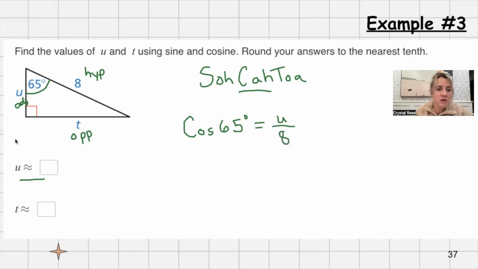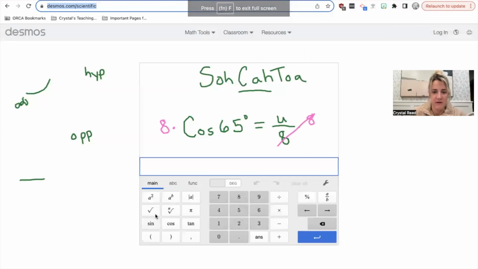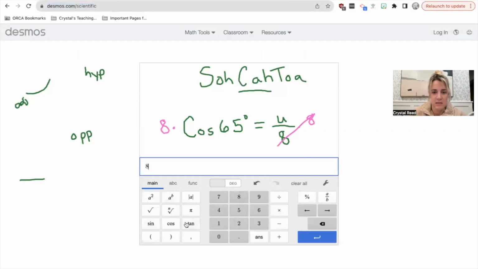I'm going to solve that. So we are going to multiply both sides by 8. This is when we pull up our Desmos and we just do 8 times the cosine of 65. That will get us what u is. So let's go ahead and get Desmos out here. 8 times cos 65. We're in degrees. You can do just cos, or you can do times cos 65. It is 3.38. We're rounding to the nearest tenth, so 3.4.